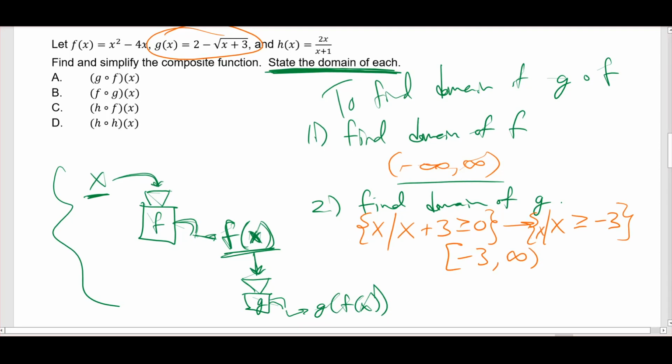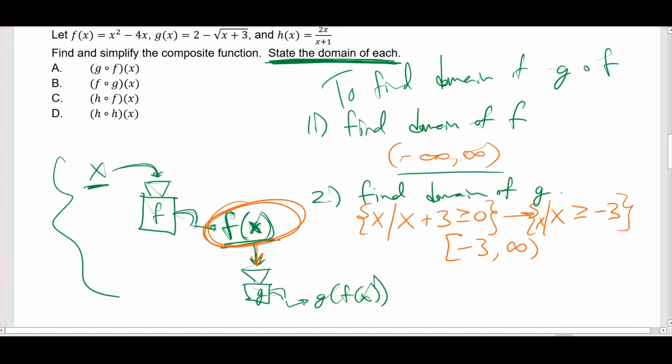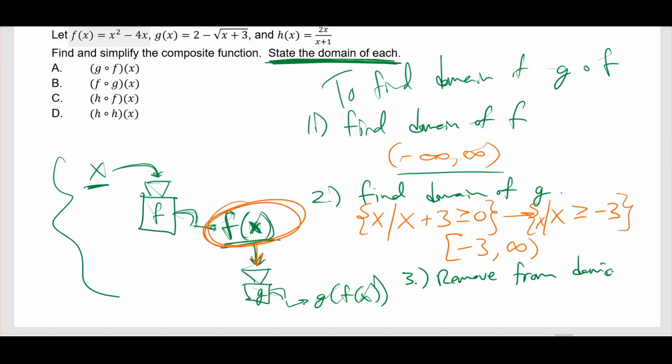Okay, now here's going to be the hard part. So now we need f to be in the domain of g. The function f is going into the function g. So we need to remove from the domain in 1, so the domain of f, all x so that f of x isn't in the domain of g.